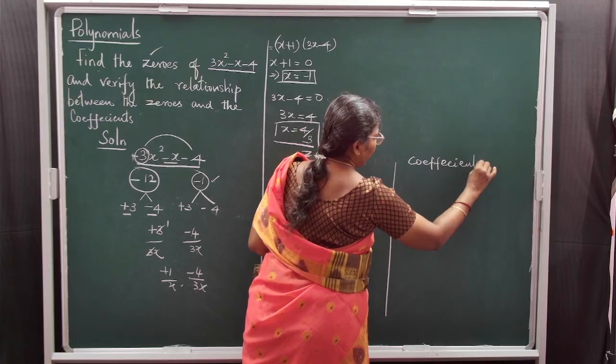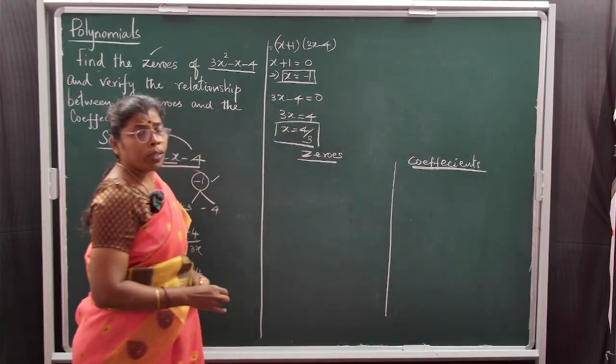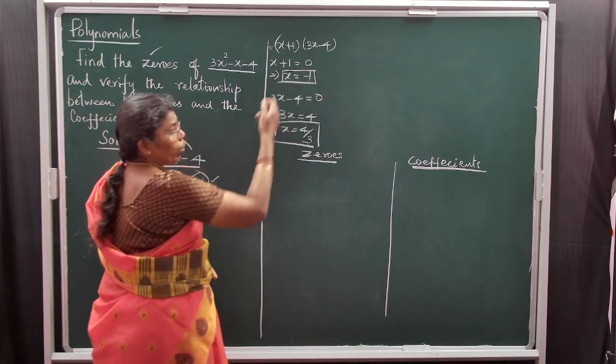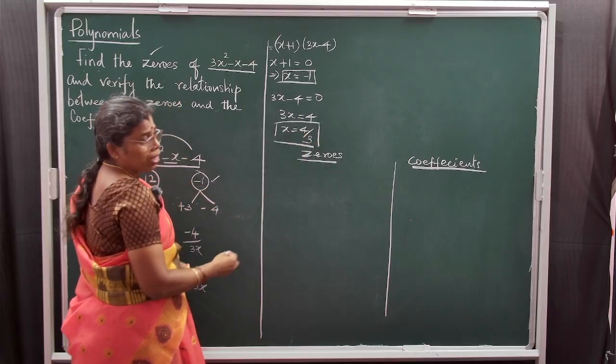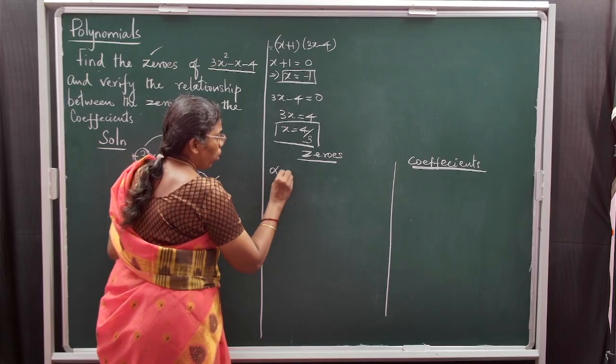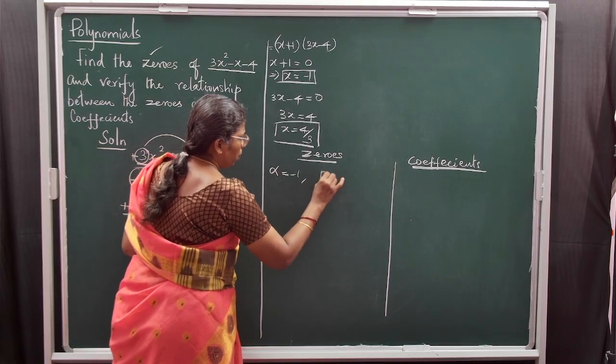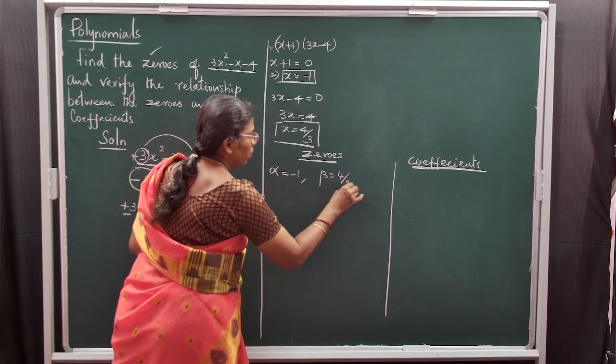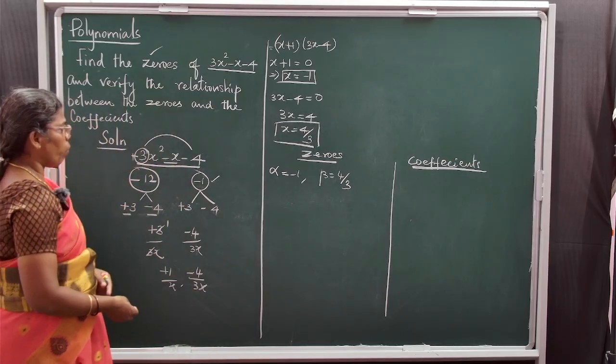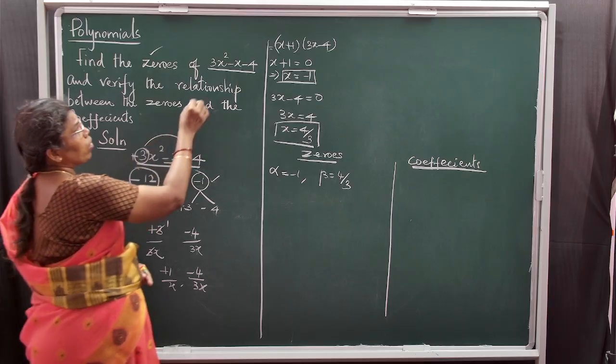With this only I am going to verify. So what are the zeros? Minus 1 is one zero, 4 by 3 is another zero. So take alpha as minus 1 and beta as 4 by 3. Next I should write the coefficients. So what are the coefficients?